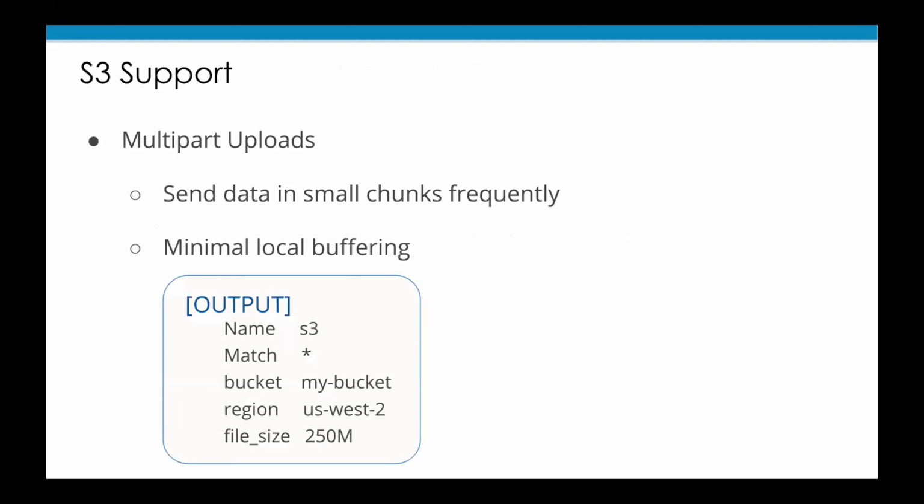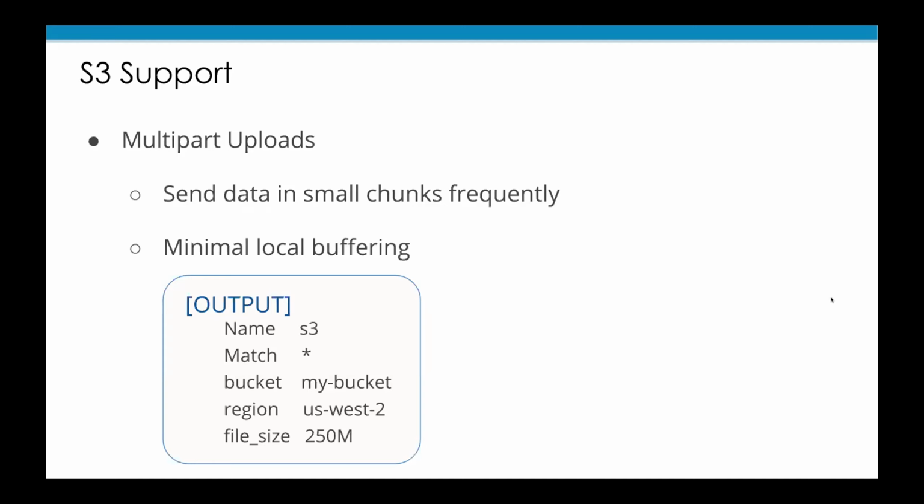So here's possibly what the config might look like for S3. The plan is to be able to set a file size that you want in S3. So you can decide you want 250 megabyte files in S3. It will upload the logs until it reaches that size and then truncate the file and move to a new file. The plan is also to support a timeout. So you could say create a file in S3 once per hour.